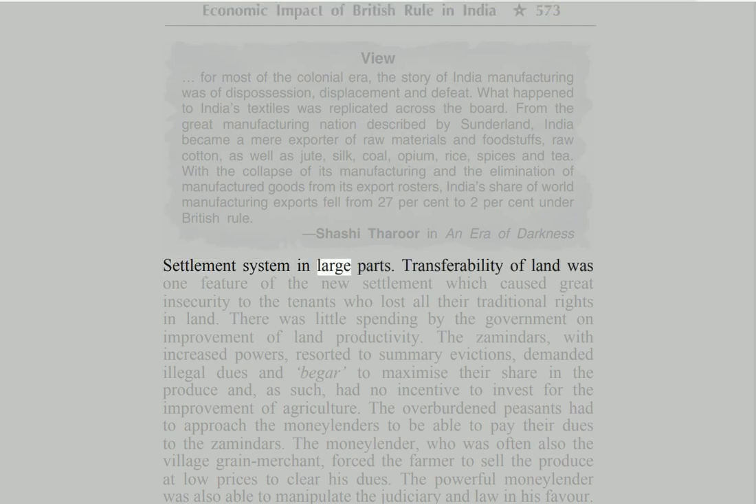Settlement system in large parts. Transferability of land was one feature of the new settlement which caused great insecurity to the tenants who lost all their traditional rights in land. There was little spending by the government on improvement of land productivity. The Zamindars, with increased powers, resorted to summary evictions, demanded illegal dues and begar, to maximize their share in the produce and, as such, had no incentive to invest for the improvement of agriculture.